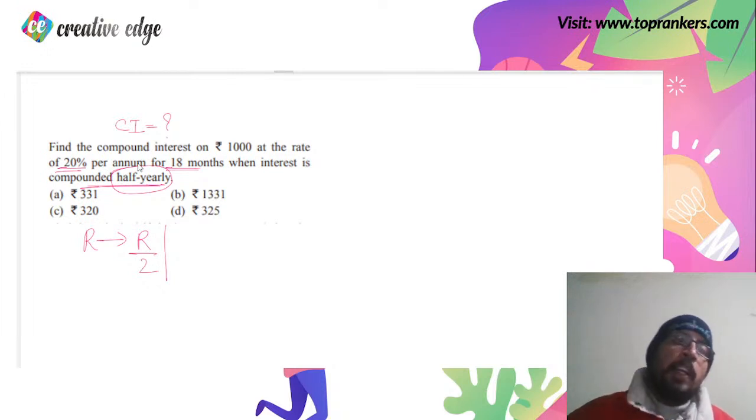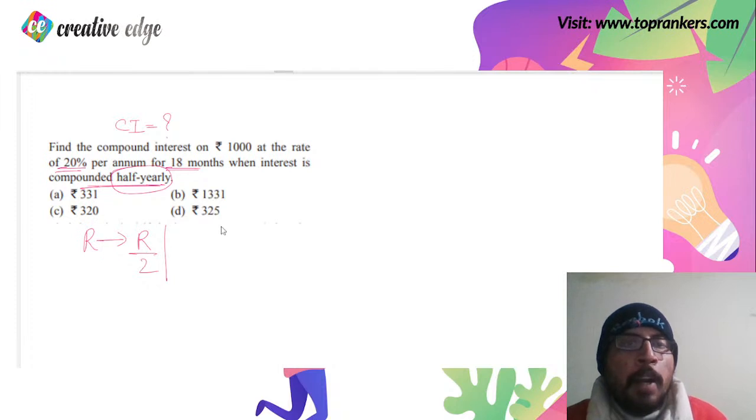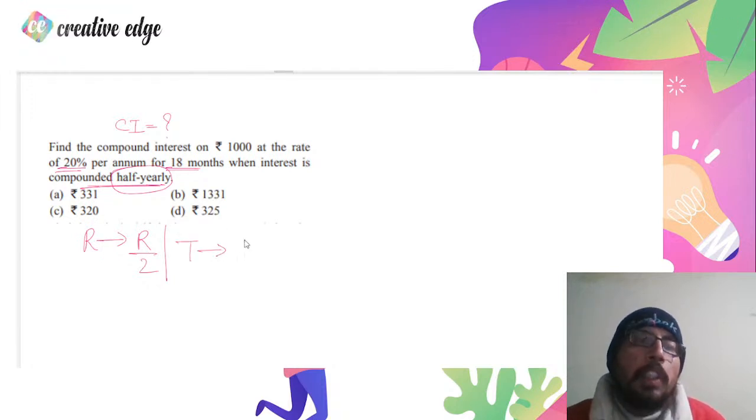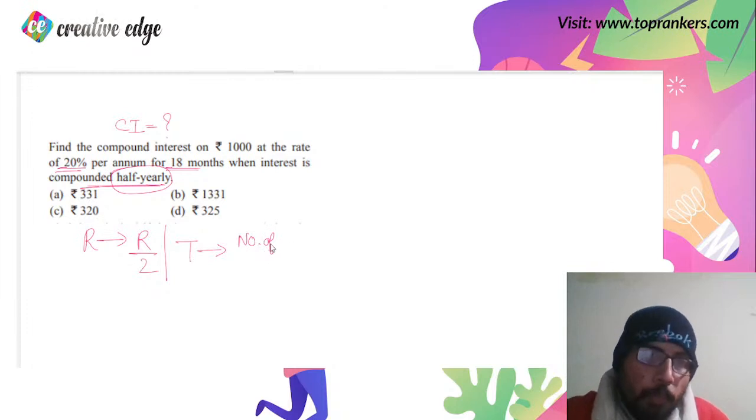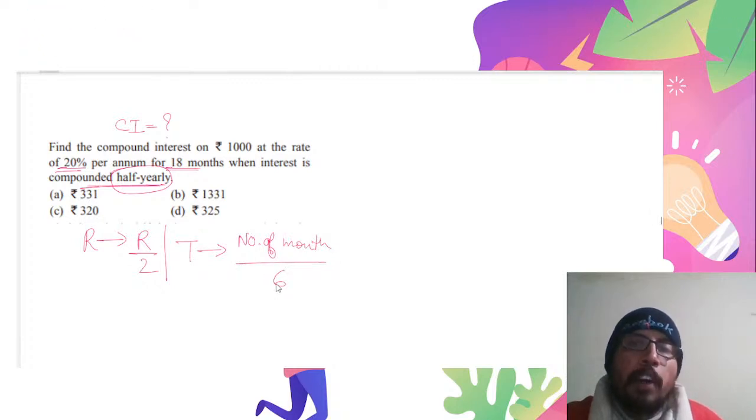So that is why rate becomes r by 2 and time becomes number of months divided by 6. If it is half yearly, you will be dividing by 6.